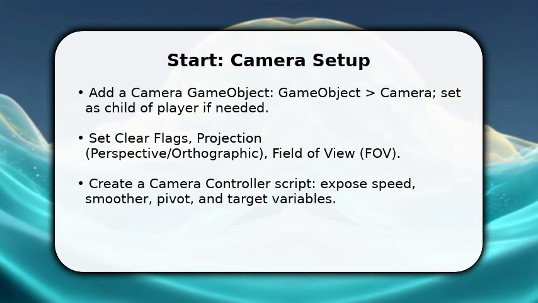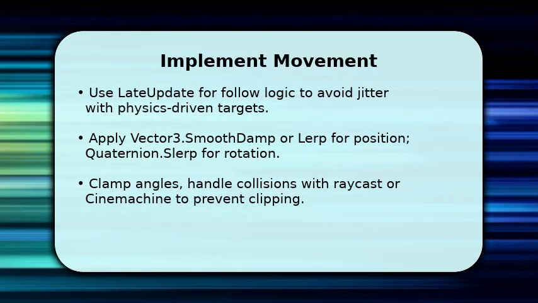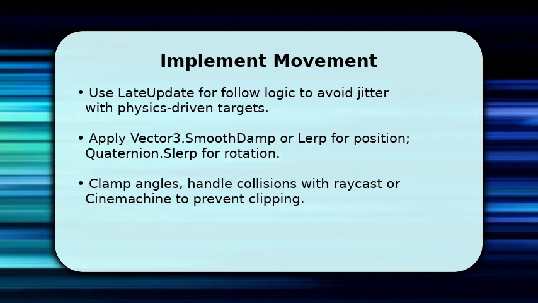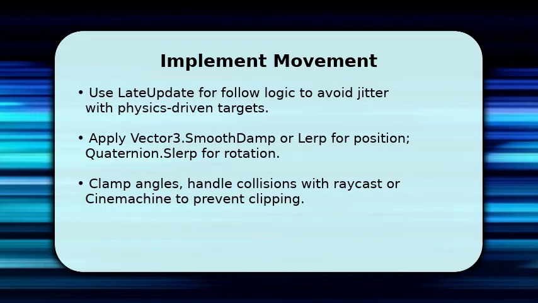Now implement the follow and rotation logic in LateUpdate so the camera updates after physics. This reduces jitter. Use Vector3.SmoothDamp or Lerp for smooth positional tracking, and Quaternion.Slerp for rotation so the camera turns naturally. Add angle clamps to prevent extreme pitch or yaw. To avoid scene clipping, cast a short ray from the target to the camera and shorten the distance when obstacles appear. Or use Cinemachine for built-in damping and collision handling.